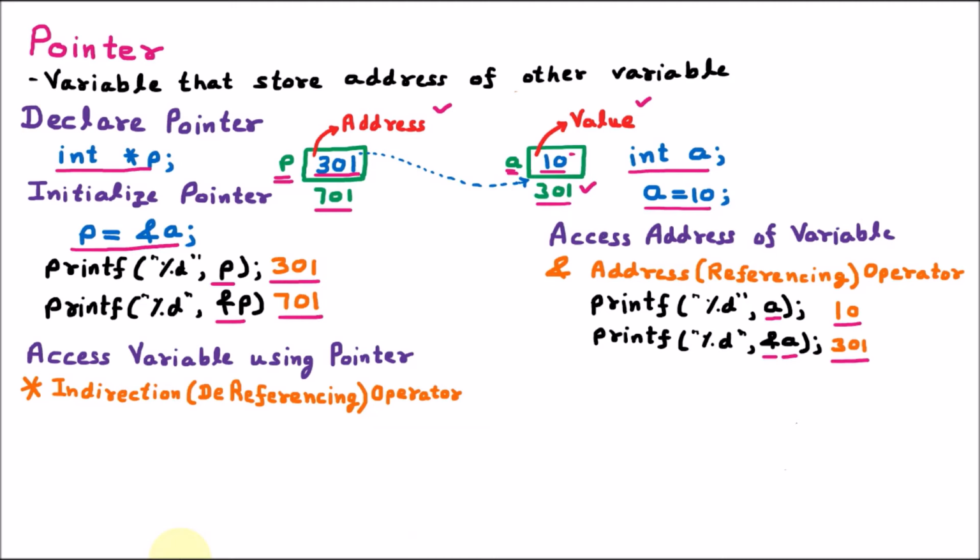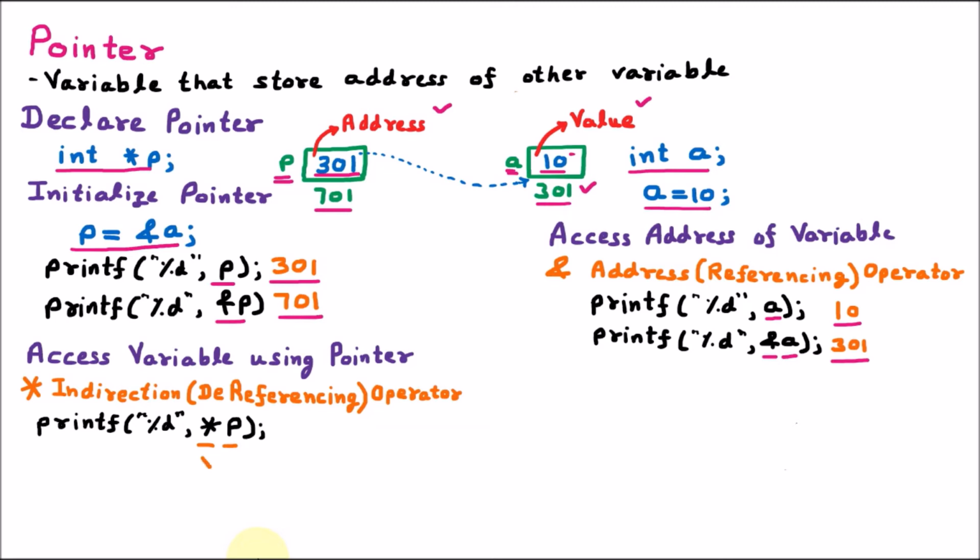So here we simply write the statement printf. Then we write %d, that is for the integer value. Then we put a comma, and here we want to display the value which is pointed to by the pointer. So here we apply star. Star is the indirection or dereferencing operator. Then we write p. So here star signifies the value, and p is the pointer.